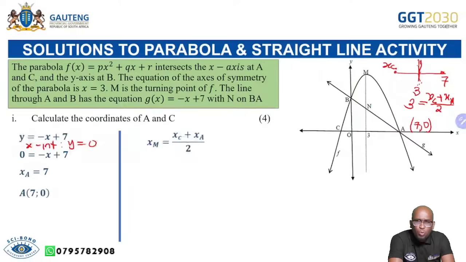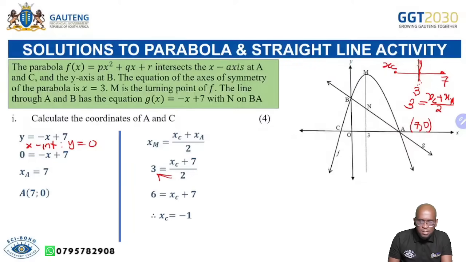So we can use that to say x at M, which is the midpoint, is equal to x at C plus x at A divided by 2, because the axis of symmetry is in the middle of what? The x-intercepts, right? So substituting the values there, we get that 3 is x at C plus 7 divided by 2. So if we cross multiply there, we get 6 is equal to x at C plus 7.